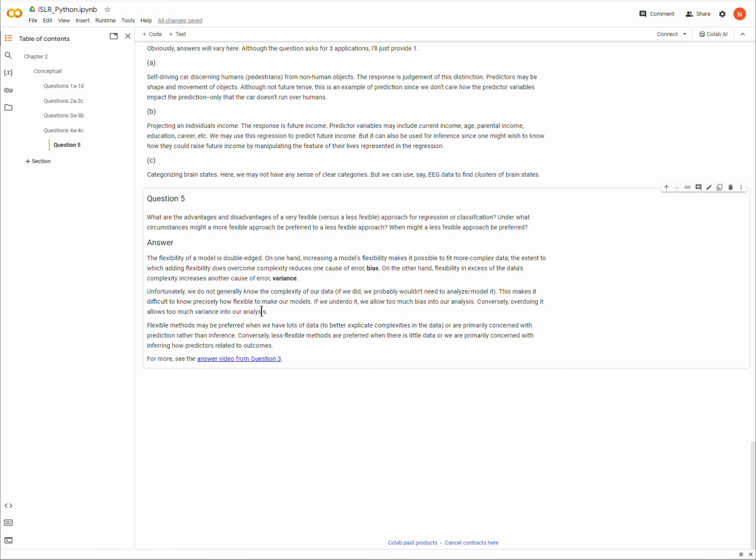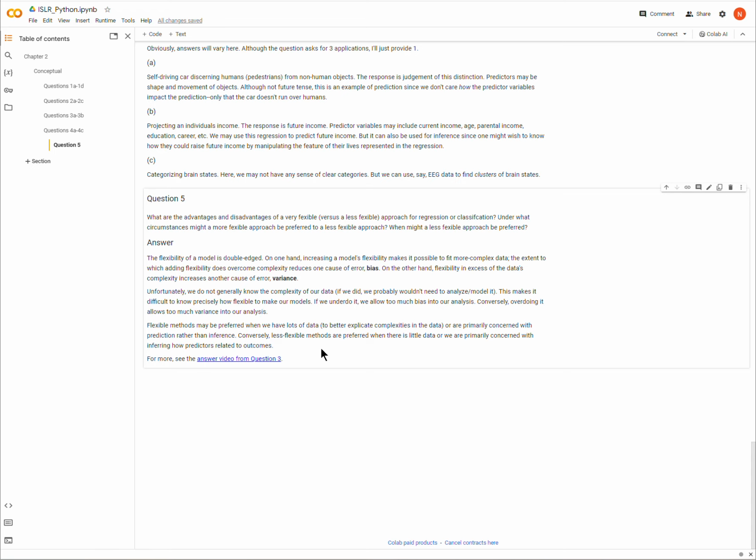So we might want to use flexible methods when we have a lot of data, because complex relationships within our data can be better explicated if we have lots of data. And we may also tend to want more flexible methods if we are concerned with making predictions, right? So if we want to know whether the stock market's going to go up or down, or how much, we kind of don't care how third quarter sales of Nike tennis shoes is going to affect the stock. That's not really important to us if the question that we want to know is what the stock market as a whole is going to do. If that even makes sense. I'm not a financial guy.